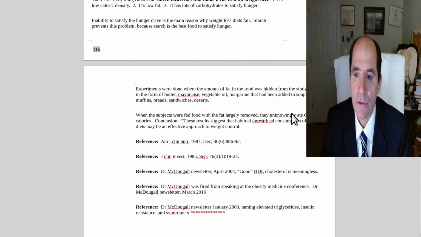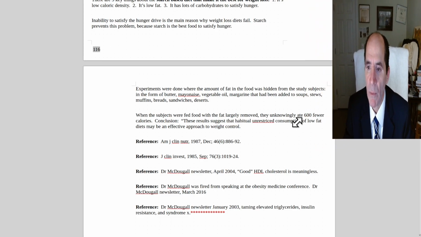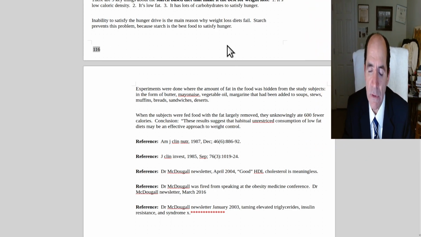Inability to satisfy the hunger drive is the main reason people go off the wagon on a diet. So you got to learn how to satisfy hunger. Starch is the way to do that. Starch prevents the problem because starch is the best food to satisfy hunger.